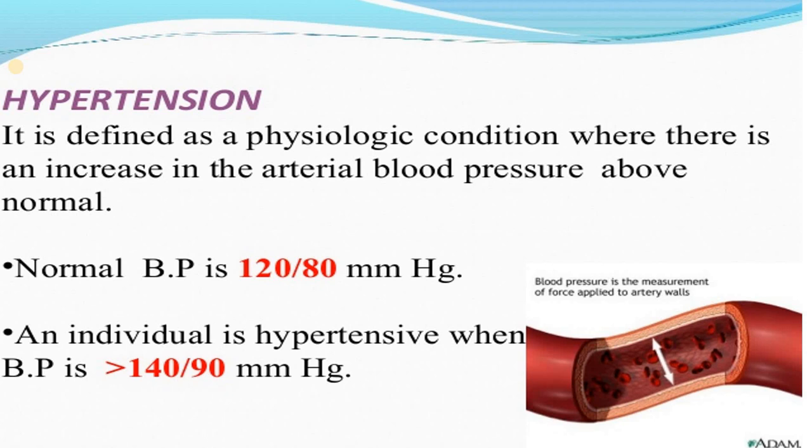Okay, so before we start this topic, first we clear what hypertension is. It is defined as a physiological condition where there is an increase in arterial blood pressure above normal. The normal blood pressure is 120 by 80 mm of Hg. An individual is hypertensive when BP is greater than 140 by 90 mm of Hg. You can see one image, one diagram: blood pressure is the measure of the force applied on the wall of the artery. Okay.